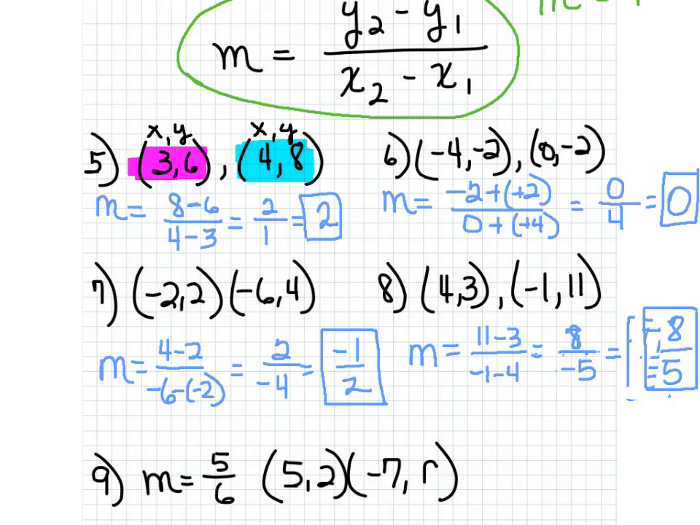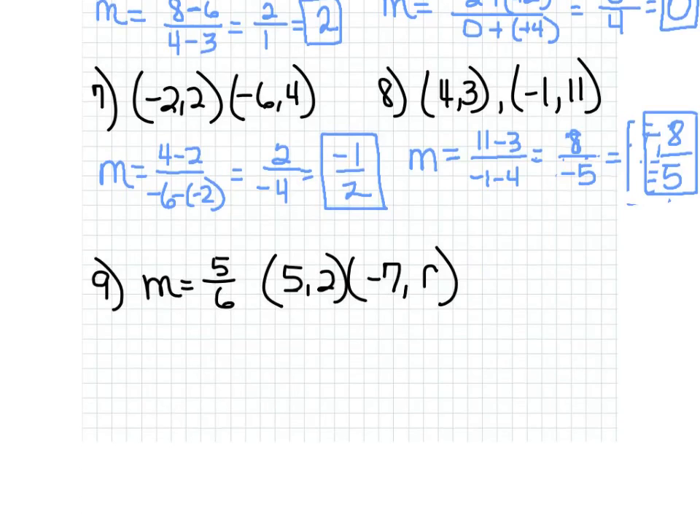Okay, one more thing to finish up this video. Look at number 9 and write it down, please. The slope given is 5 over 6. And they give us 2 coordinates, but we're missing y2. We're missing one of the coordinates on one of the ordered pairs. So what we're going to do is we're going to write the equation that uses the slope formula, and then we're going to solve.